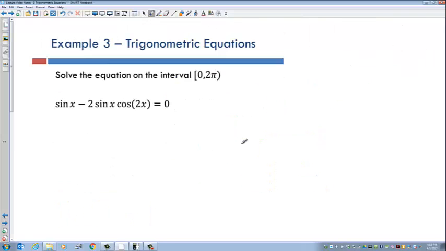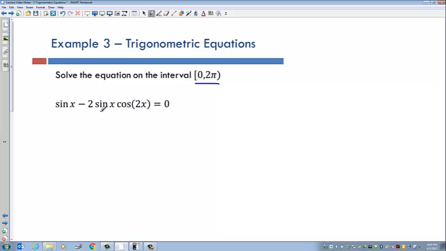All right, so let's look at this next one. We kind of combine some things we've done before with the new stuff. So we want to solve this equation, and we only want to solve it between 0 and 2 pi. So we don't want all the answers. We just want the answers that are going to fall between 0 and 2 pi.